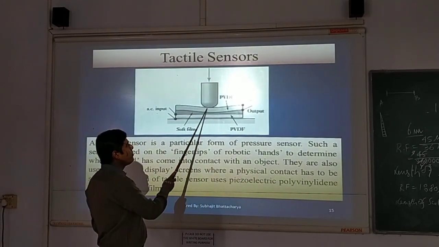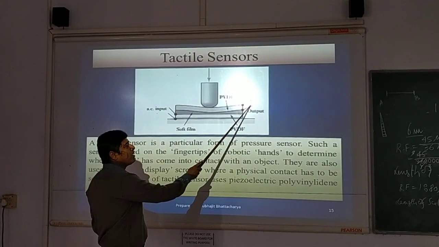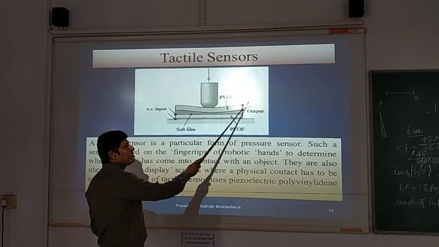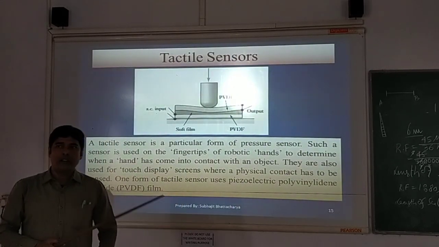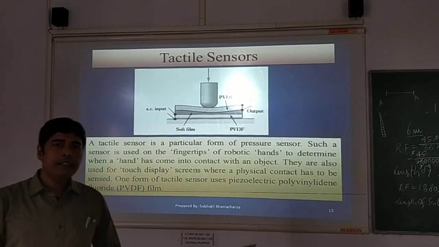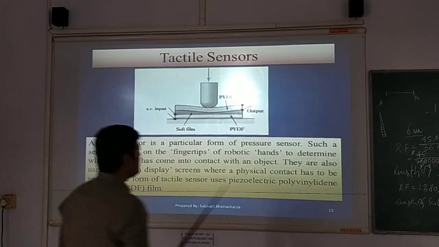Now whenever you put a finger on it or some touch is there, this alternating current which was being produced will change, and this change in output current will indicate that something has touched. Okay, you can use this as a monitor.